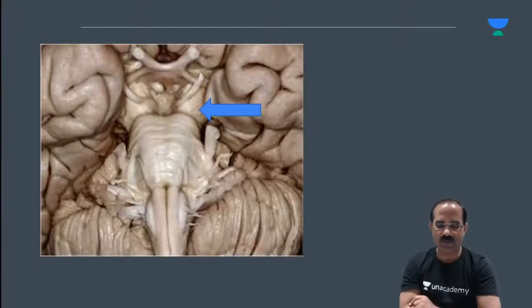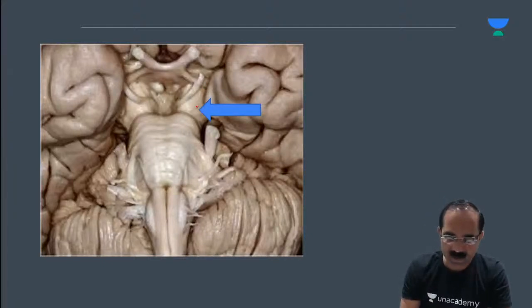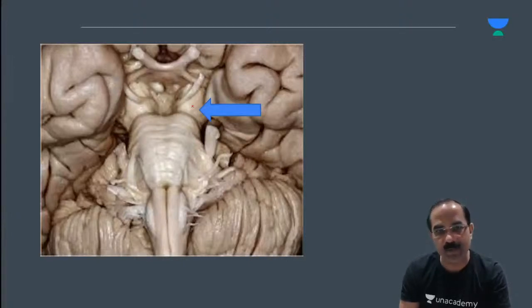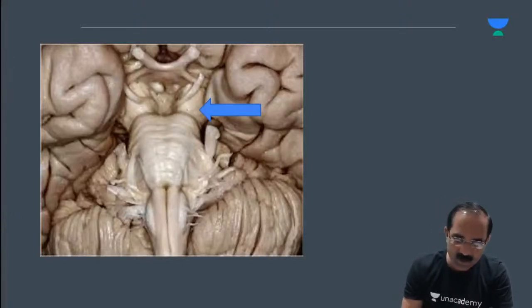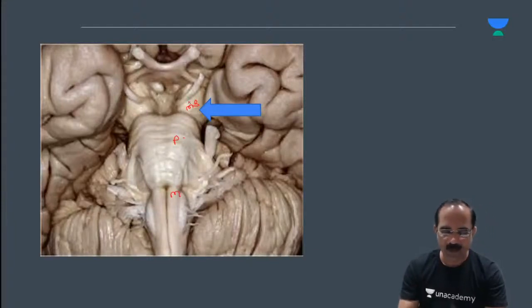Answer this. What is this structure that I've pointed? Bolo. What is this? This is the part of the midbrain, है ना? ये midbrain है. This is the midbrain, बच्चों. This is the pons and this is the medulla. Correct. So this is the midbrain.